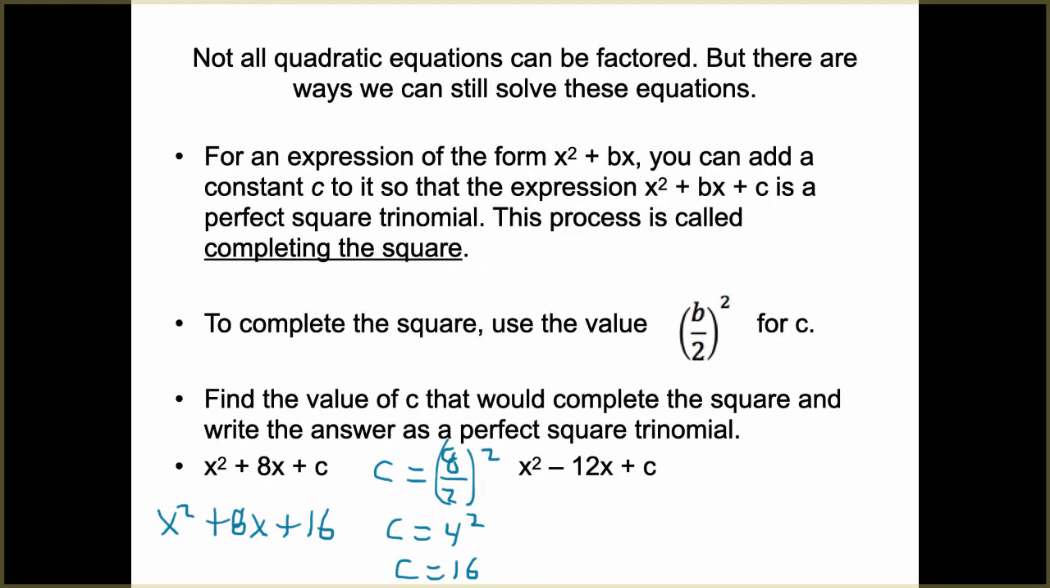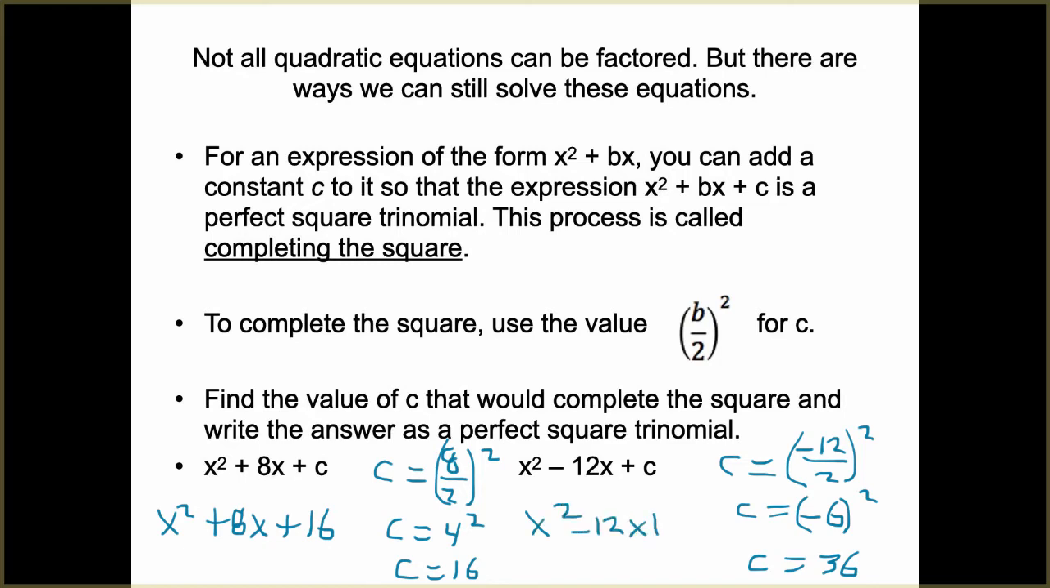The next one we have is x squared minus 12x plus c. We want to find the c value. Again, our c is our b, which in this case is negative 12, divided by 2, all squared. So our c is negative 6 squared, which is 36. We put this in for c, so we get x squared minus 12x plus 36, and we have created a perfect square trinomial.